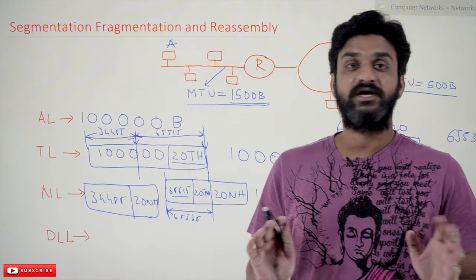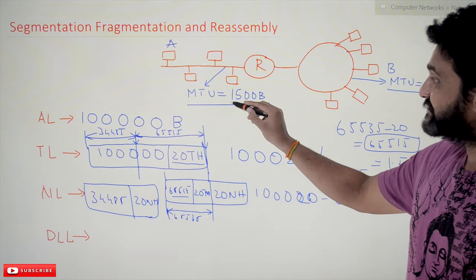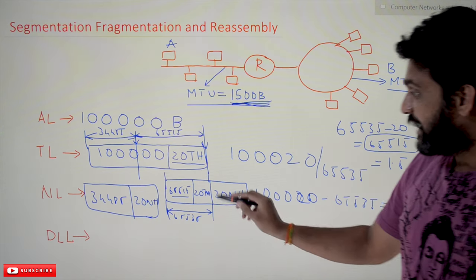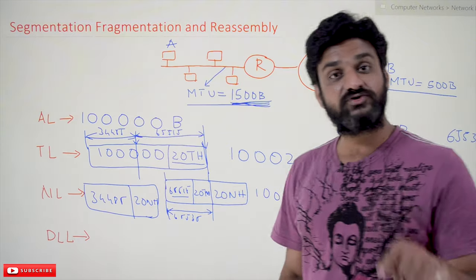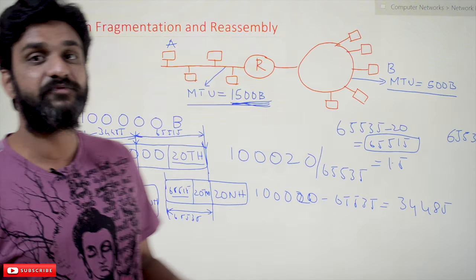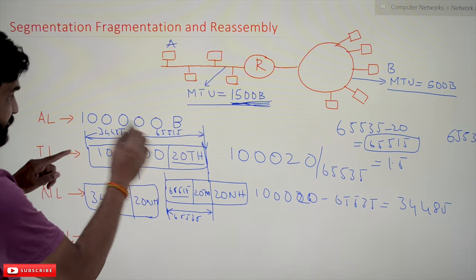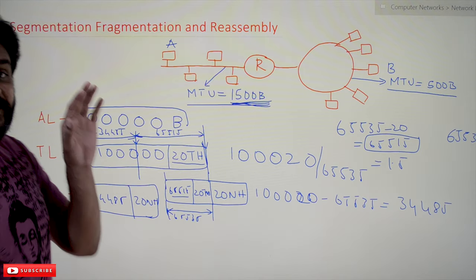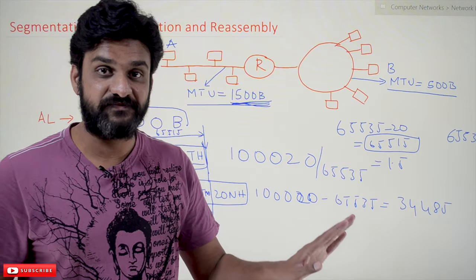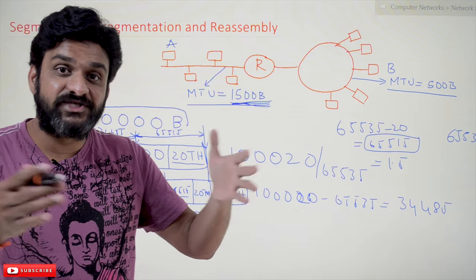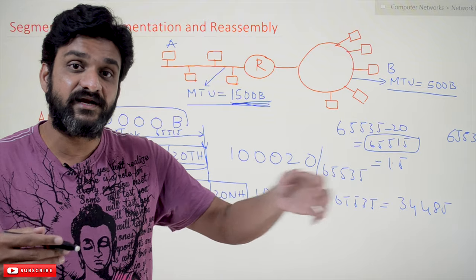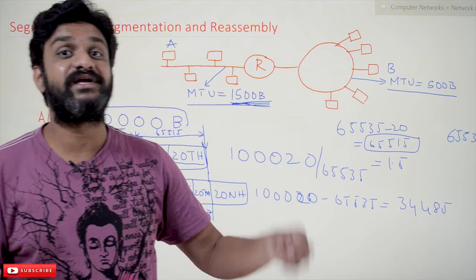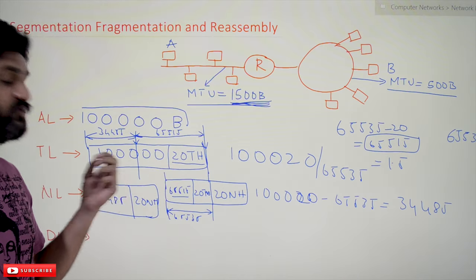No, it is not possible. So the data link layer capacity is here. The maximum transmission unit is 1500 bytes only. We are having 65,535 bytes of data, which cannot be accommodated. So dividing the original data into pieces at the transport layer is called segmentation. Make a note of this point. Dividing the actual data included with the transport header into pieces is what we call segmentation, and it is done at the transport layer.